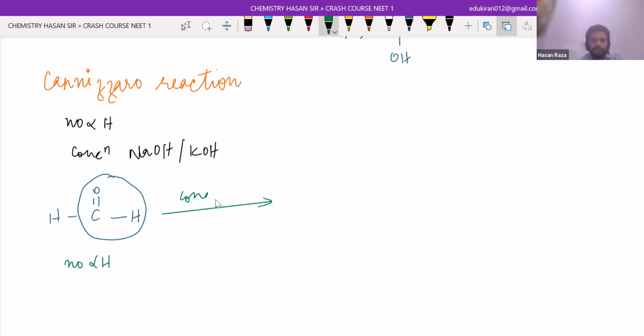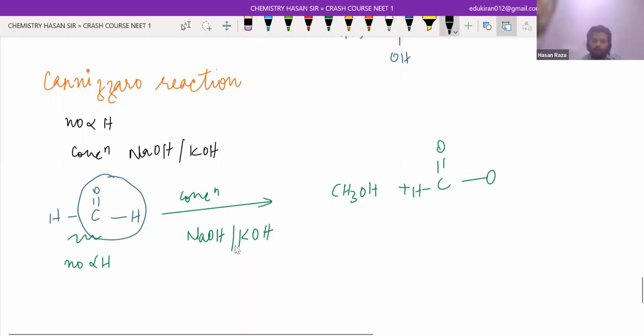So first of all, if you are going to react this with concentrated NaOH or KOH, what will happen? Since it is an aldehyde, this will be reduced into methanol alcohol, and this will be oxidized, aldehyde oxidizes into carboxylic acid. It will not be oxidized into carboxylic acid, but it will be oxidized into carboxylic acid salt. If you are going to take Na, there will be Na, then it becomes carboxylic acid.